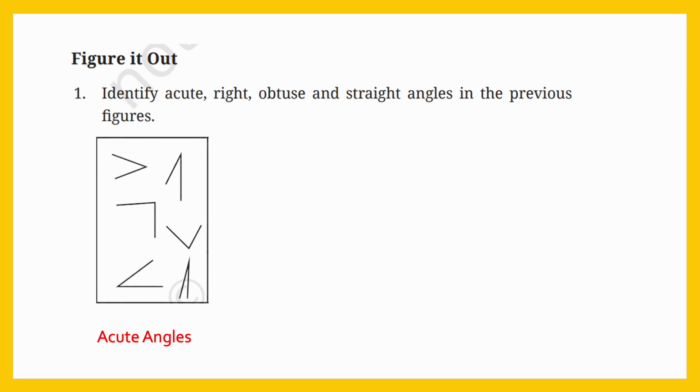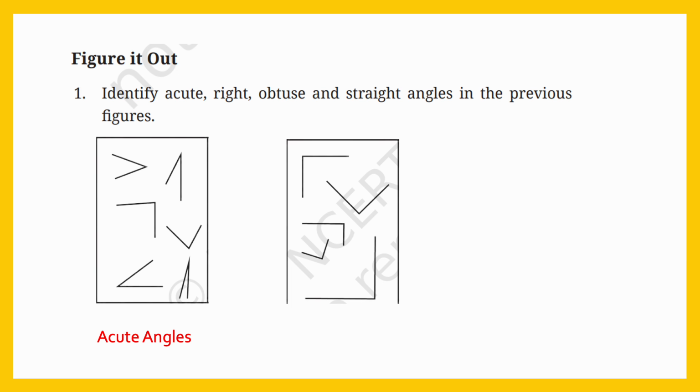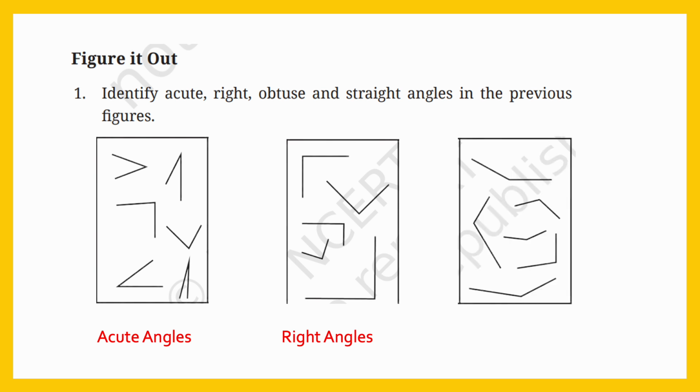These are acute angles. They are less than 90 degrees, less than a right angle. Then, this group is right angles. They are 90 degree angles, L-shaped angles. Then, this group consists of obtuse angles. They are more than a right angle, but less than a straight angle. That is more than 90 degrees, but less than 180 degrees. They are obtuse angles.